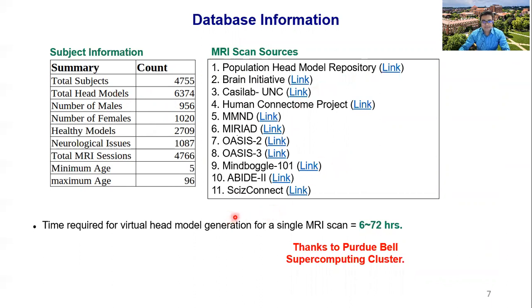Generating each of these head models required roughly 6 to 72 hours, based on the quality and the resolution of the MRI scan. So it required a huge amount of computational resources and time to generate these head models. The database contains a huge number of head models, and some subjects have multiple MRI sessions. There are both healthy subjects as well as subjects with different neurological disorders. There are almost equal numbers of males and females, and there is a wide variability of age. So this database contains a huge amount of variability.